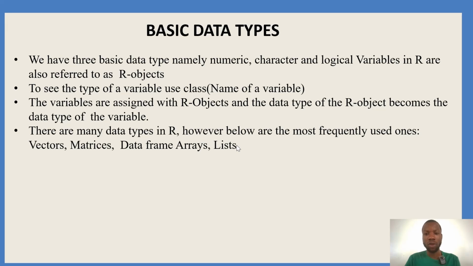So these are the many data types in R. However, below are the most frequently used ones: vector, matrix, data frame, array, and list. Those are also the data structures we have in R programming. As I said, the data structure is the next session we are going to focus on after completing the practical side of basic data types. We are going to look at the vector, what is a matrix, what is a data frame, and the list.